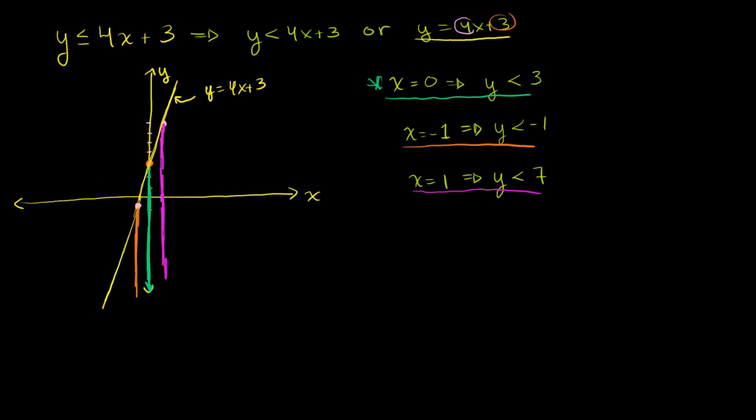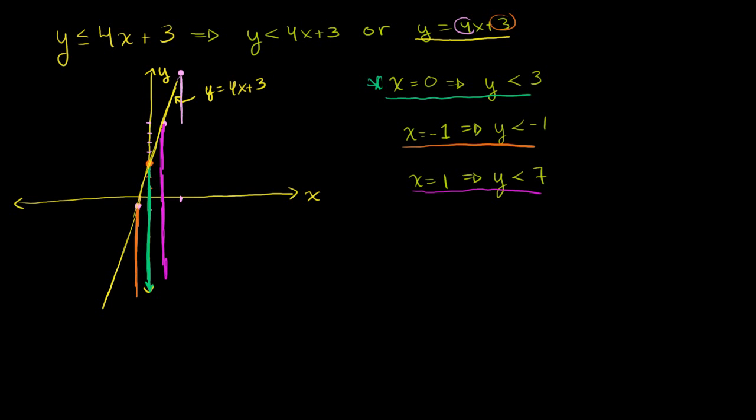And in general, you take any point x. Let's say you take this point x right there. If you evaluate 4x plus 3, you're going to get the point on the line, that is, x times 4 plus 3. Now, the y's that satisfy it could be equal to that point on the line, or it could be less than.